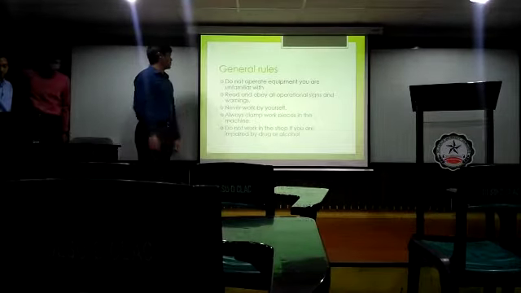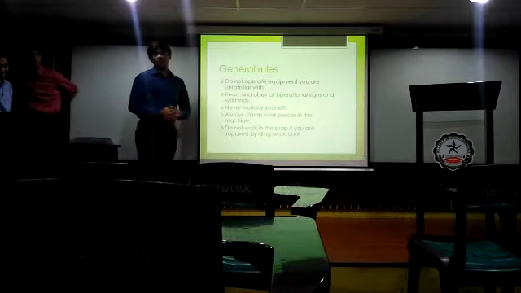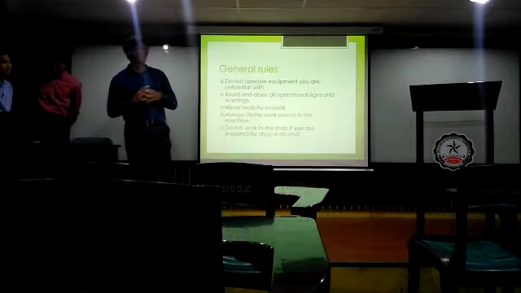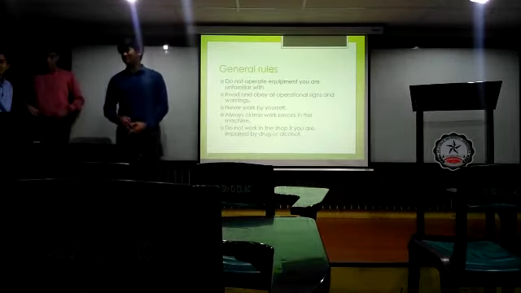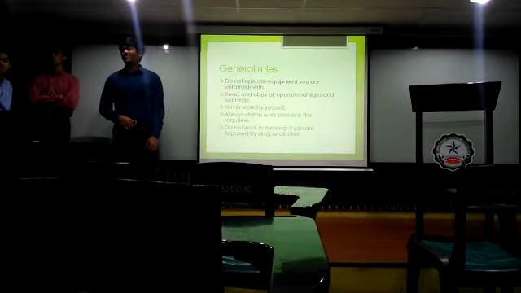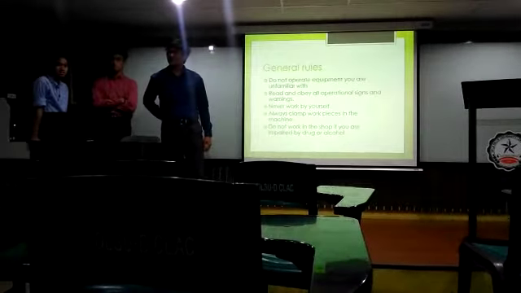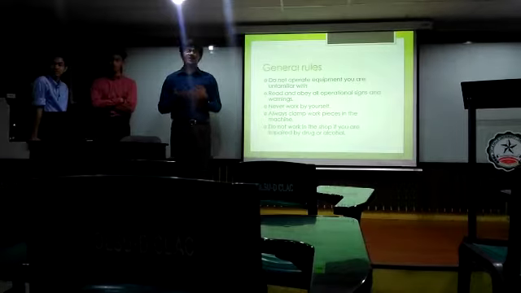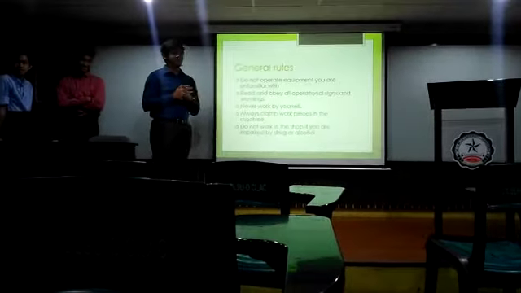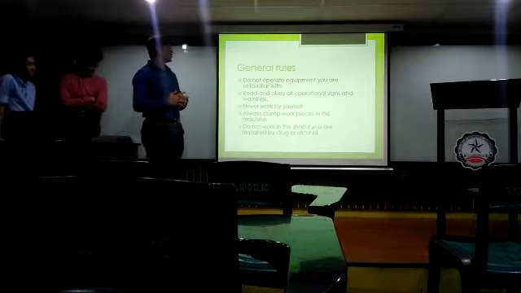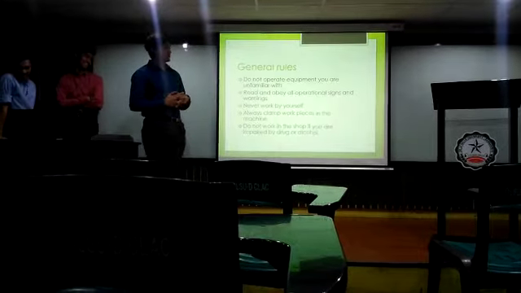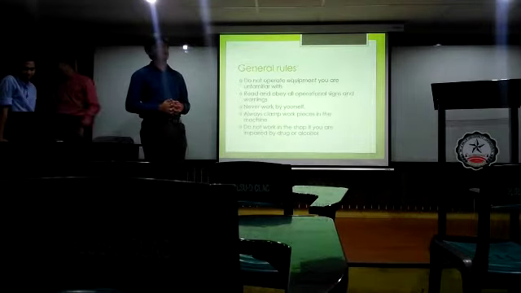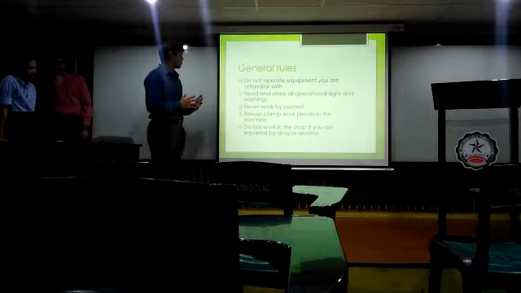Read and obey all operational signs and warnings. What do you think? Why is it important to know the meaning of the signs? In order for you to prevent accidents and technical difficulties with the machines. Yes, that's it. We need to know the operational signs to avoid accidents and the malfunction of the machines.